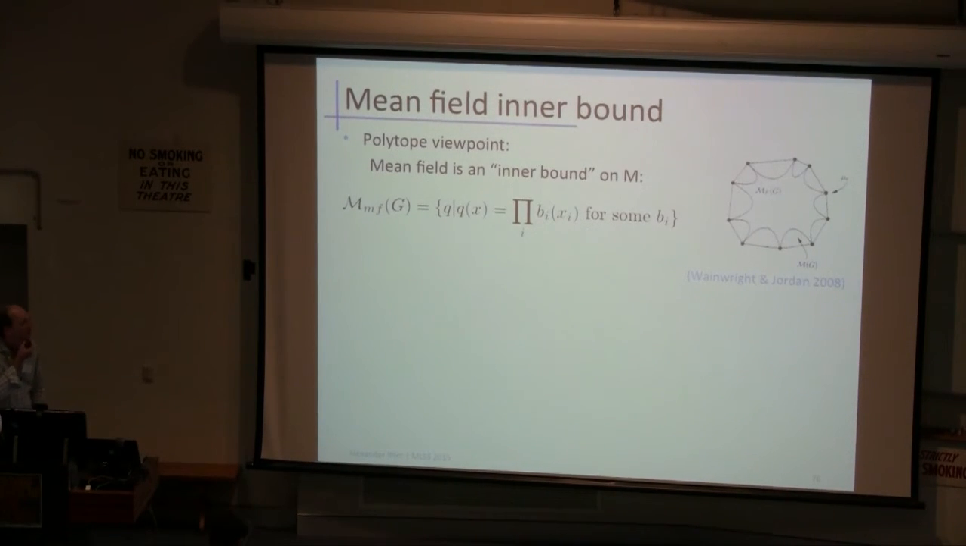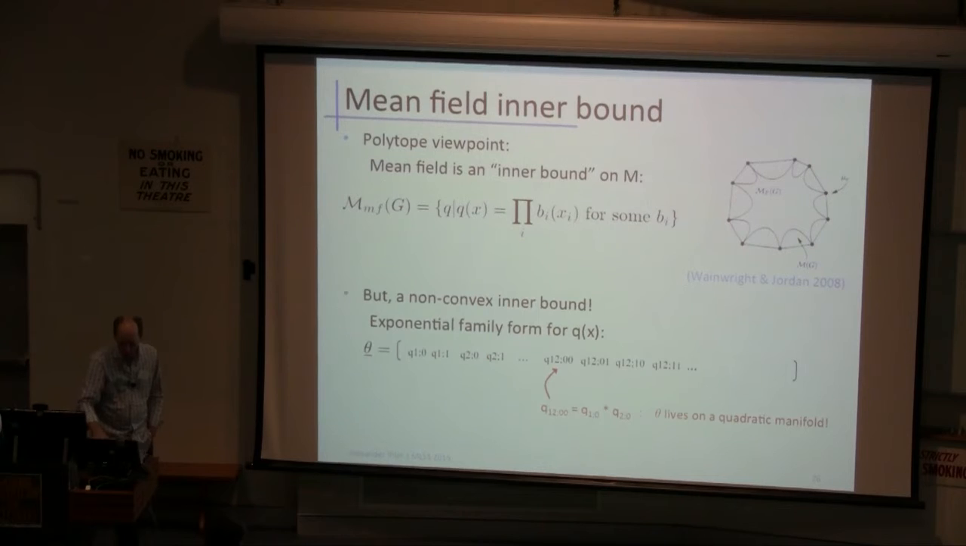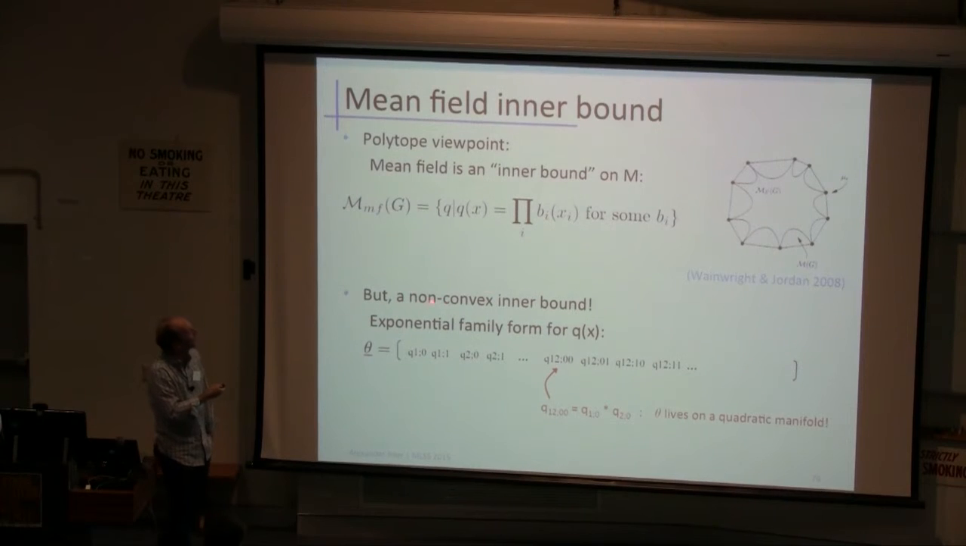Another viewpoint of this is given from the marginal polytope view. Mean field is giving us an inner bound on the set of all distributions, right? The set of our mean field distributions are the set of distributions that are in product form. So not all distributions have this form. So this is a restriction of our distribution Q to this subset. The difficult thing about this is that it's actually a non-convex inner bound.